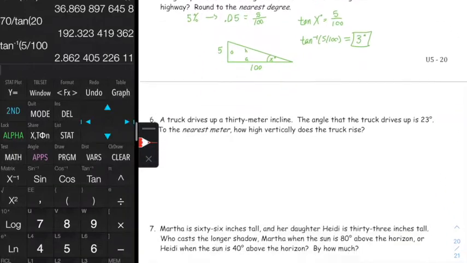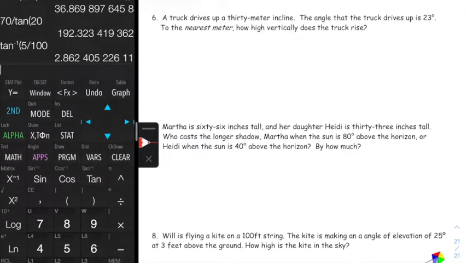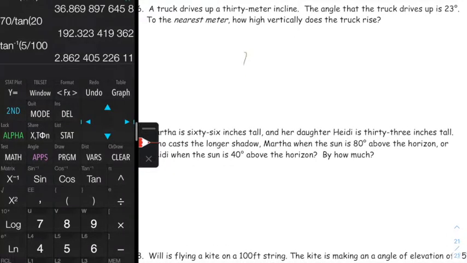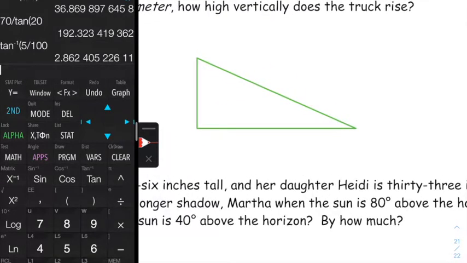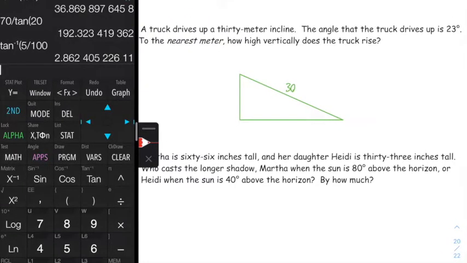Okay, moving along here, I think we got just 3 more here. You got a truck driver drives up a 30-meter incline. The angle that the truck drives up is 23 degrees. To the nearest meter, how high vertically has the truck risen? Okay, so it's a 30-meter incline, so I'm assuming that means the 30 is going right here. And what was it, 23 degrees? And you're trying to find out how high vertically you're going. So we'll put x there for that vertical side.